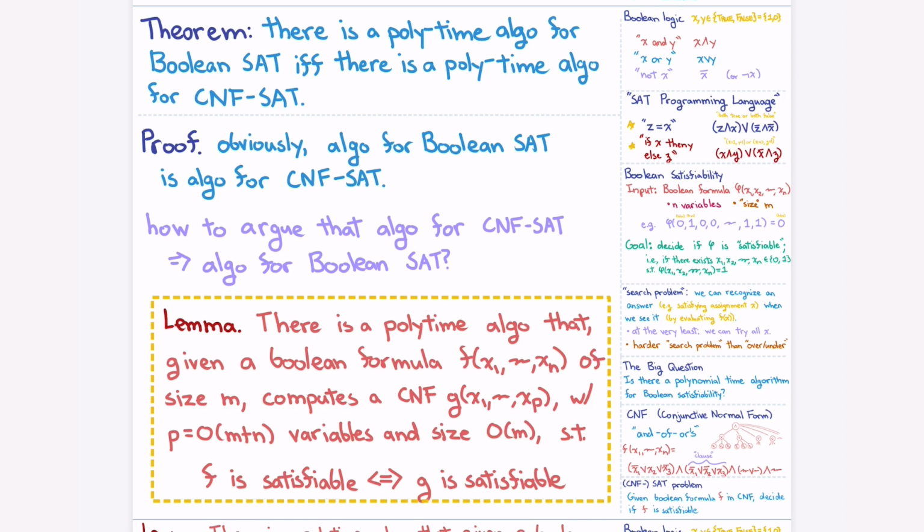Okay, so if this lemma exists, if this algorithm exists, that would give us our original thing, right? If I had a black box to solve CNF SAT, I would take my Boolean SAT formula, apply this algorithm we'll work out together in a moment, give it to the black box, and return that answer.